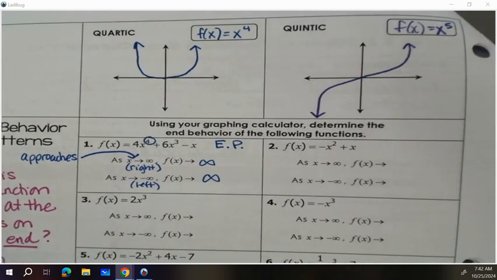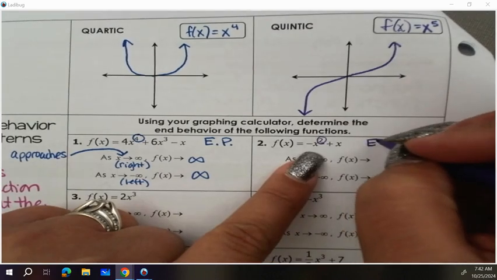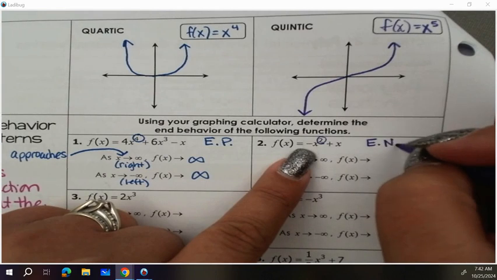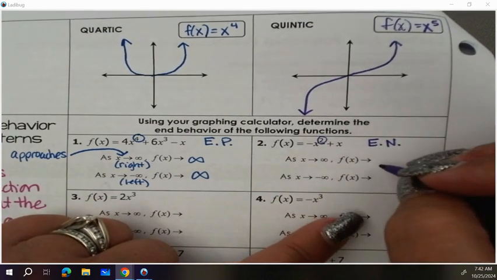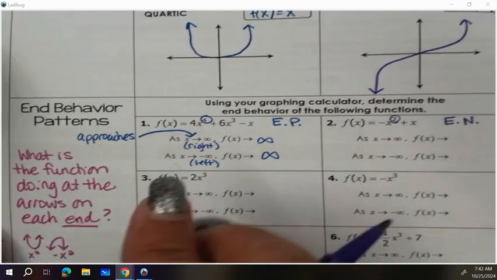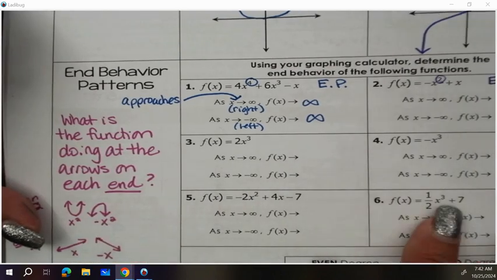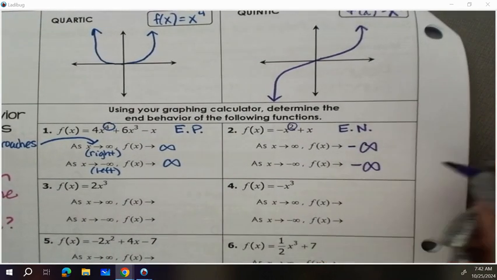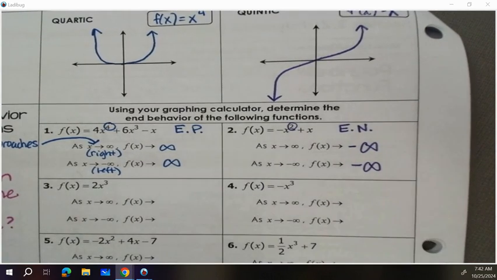All right, number 2, I'm even, which means they're both going to go the same direction, but I'm negative. So even, negative, which way do they both go? It's like the upside down parabola, guys. Even exponent, but negative leading coefficient. Which way do they both go? Down. Negative infinity. As x goes to the right, the y's go down. As x goes to the left, the y's go down.